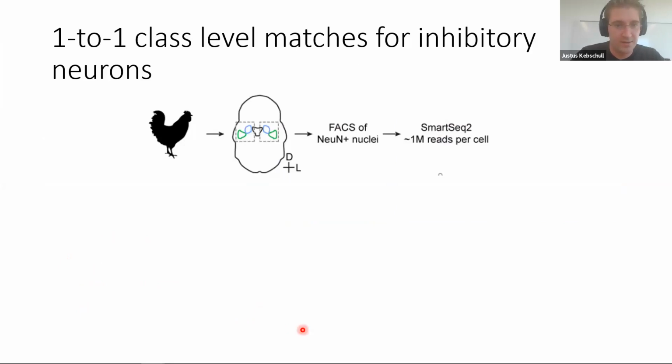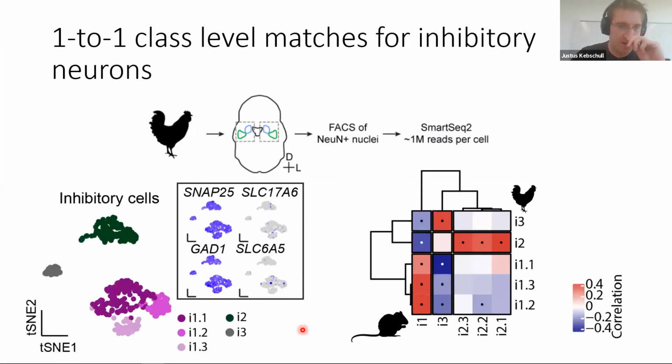So we went in, got chickens, did single nucleus RNA sequencing of the neurons, just the same way we did in the mouse. And looking at the inhibitory cells there, what we see again is a very similar picture. We have 3 classes of inhibitory neurons, relatively homogeneous. And if we correlate these chicken cell types to the mouse cell types, we find a nice one-to-one correspondence at the class level with some expansion and contraction of the cell types within these classes.